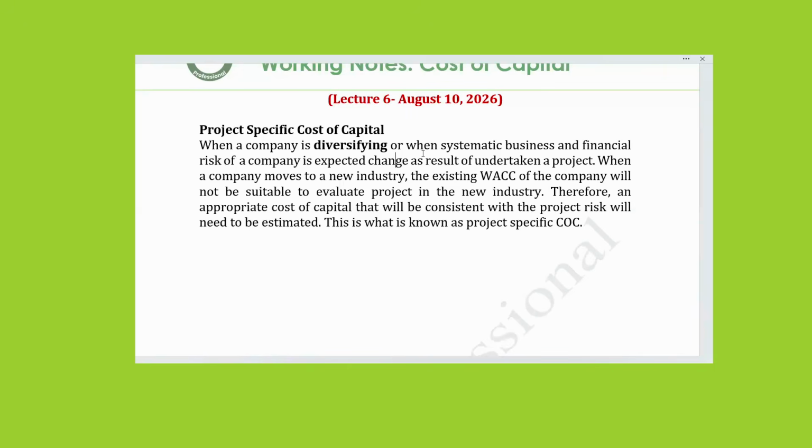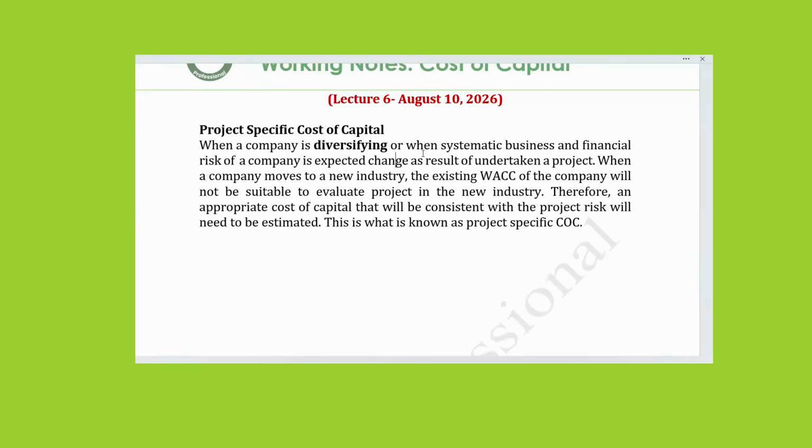Let's say, for example, Equity Professionals Limited is into education business. If Equity is contemplating diversifying into real estate, and there is need to undertake a project in real estate, the current work of Equity Professionals in education business cannot be used to appraise projects in real estate. Therefore, a cost of capital that will be suitable to evaluate projects in real estate will need to be estimated. So this is what we call project-specific cost of capital.